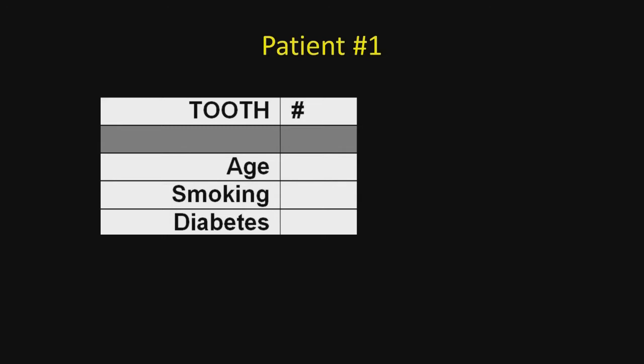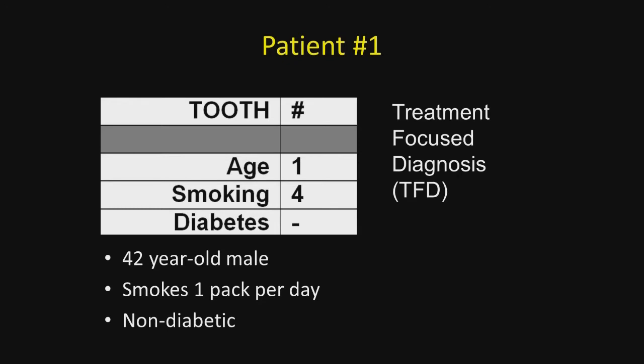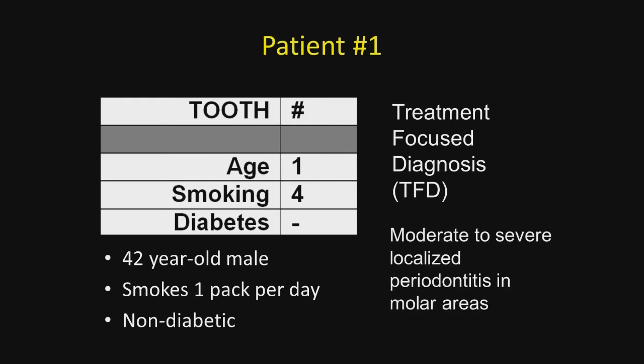The first patient: we score the age a 1 because the patient is a 42-year-old male. And let me tell you, this is the typical patient that I saw in my practice over 40 years. Second, the patient was a smoker, so we score a 4. The patient is not diabetic. As I said earlier, these scores can be taken from the case history, and I like to think in terms of a treatment-focused diagnosis. This patient would be diagnosed as having moderate to severe localized periodontitis in the molar areas.